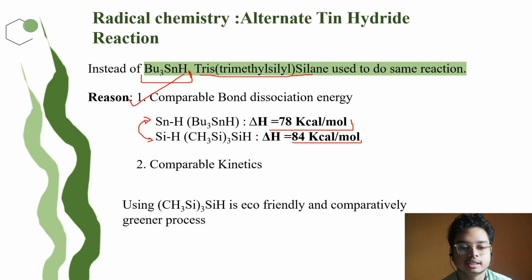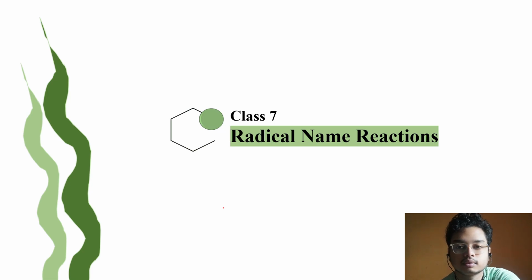For this argument, people are currently using this silane compound to do this type of reaction. Also, using this compound is eco-friendly and a comparatively greener process, because no metal has been used. So with this, we end this class, and in the next class we will talk about radical-based name reactions, and this will be the last lecture of radical chemistry. So thank you for listening.